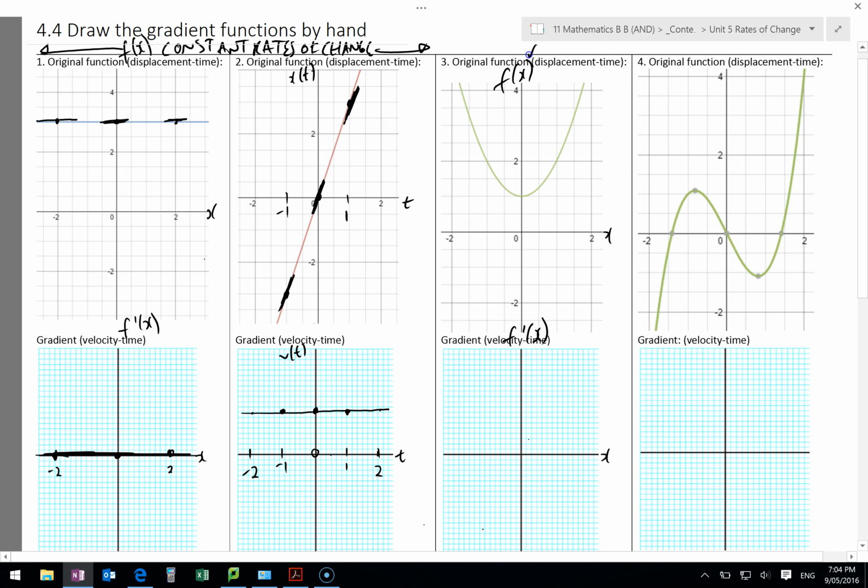When we have a variable rate of change, it's important that we note the key points. So the absolute key point would be this point at x equals 0, where the slope is completely flat. So I'd make sure that I first mark that point at 0 on my slope function.